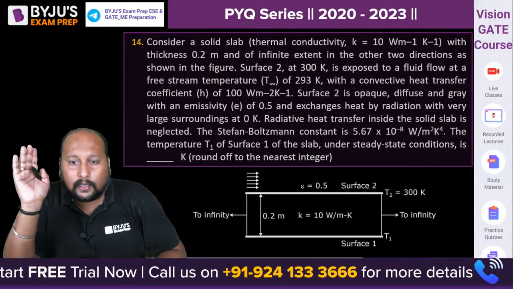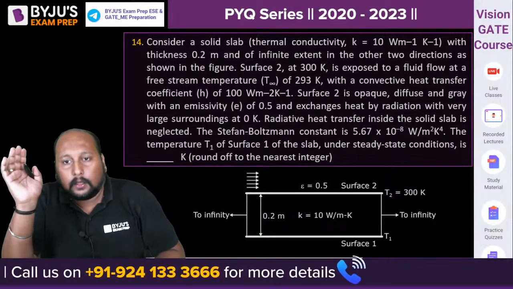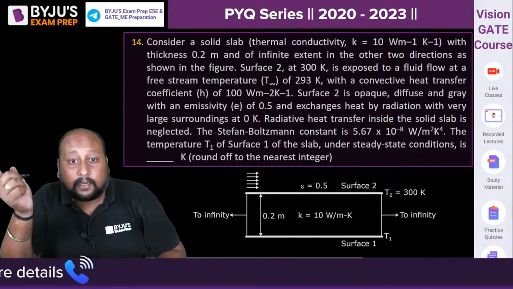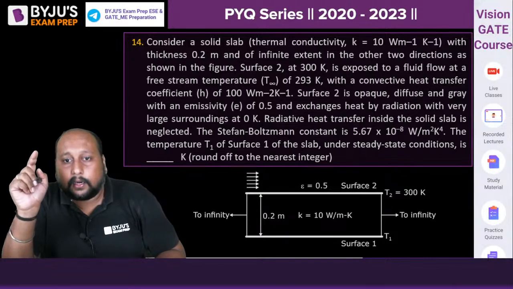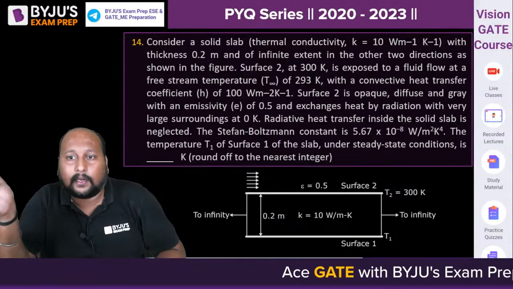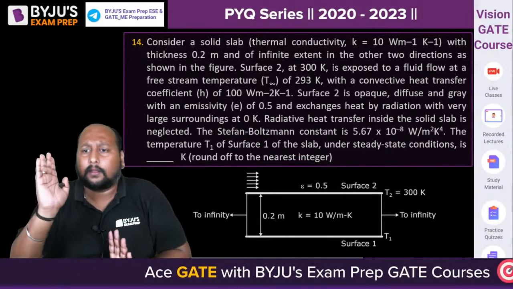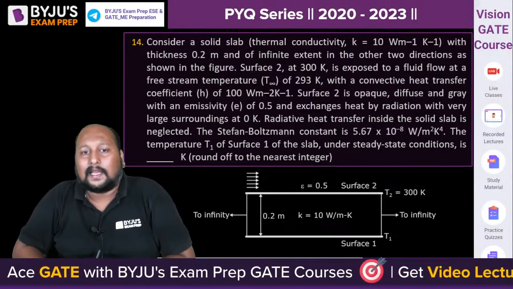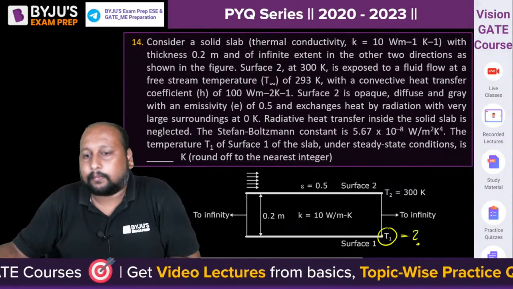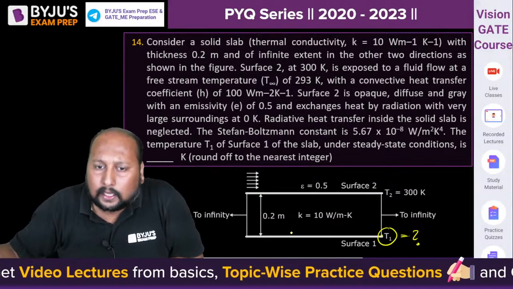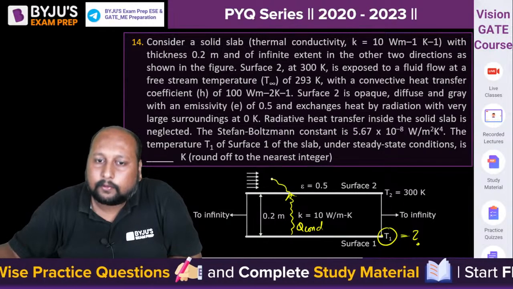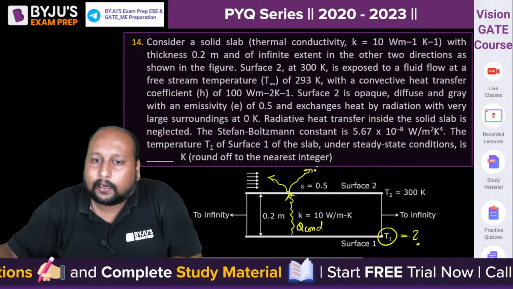Fine. The surface 2 is at 300 Kelvin, exposed to the fluid having a temperature of 293 with the convective heat transfer coefficient of 100 watt per meter square Kelvin, right? Surface 2 is opaque, diffuse and grey with emissivity of 0.5 and exchanges heat by radiation with a very large surrounding at 0 Kelvin. बहुत easy है. Try to read the question. They are saying that what is this temperature? You have to calculate the T1 temperature, right? So can we say the heat that is being conducted, the same heat will be convected and radiated?